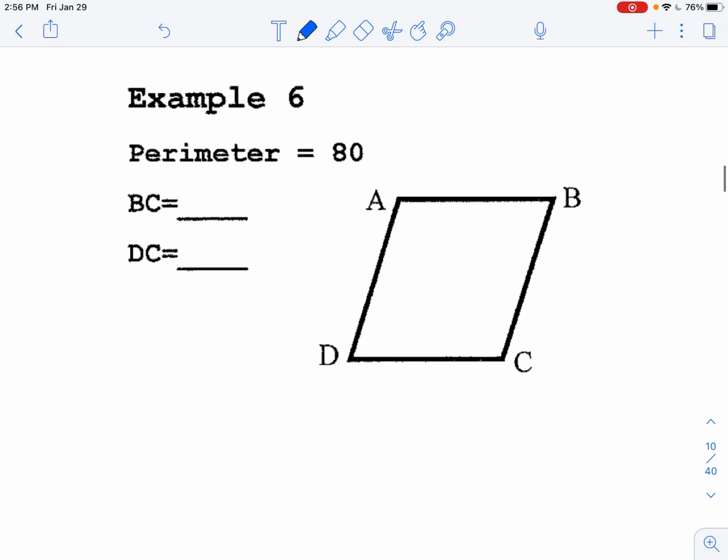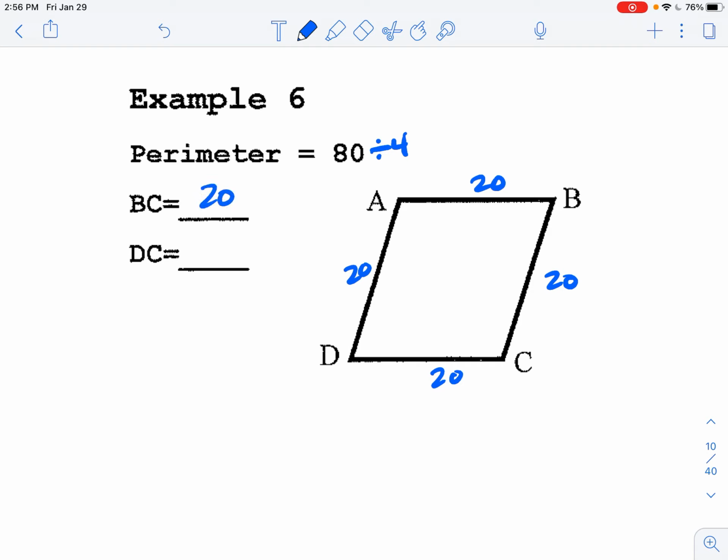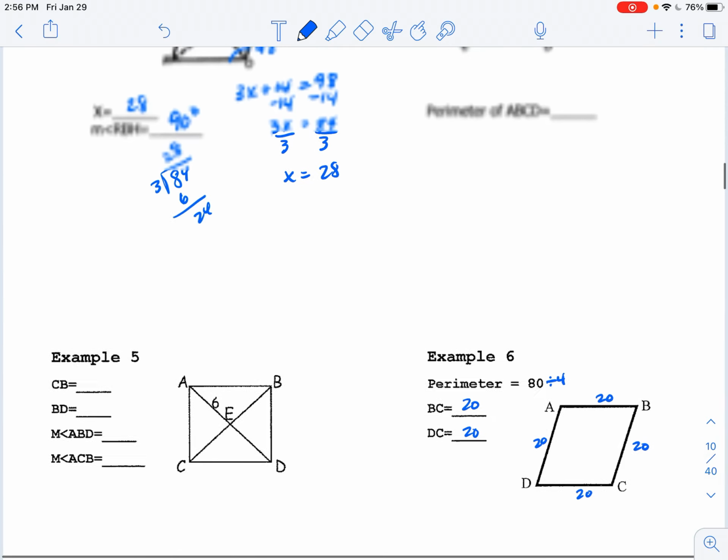Okay, one more before we move on to the square. The perimeter is 80. So earlier we talked about the 4 equal sides. If the perimeter is 80, I just need to divide this by 4. So each of these guys is 20. I don't know if I need that, but let's see. Yep, BC is 20. DC is 20 also. That was easy.